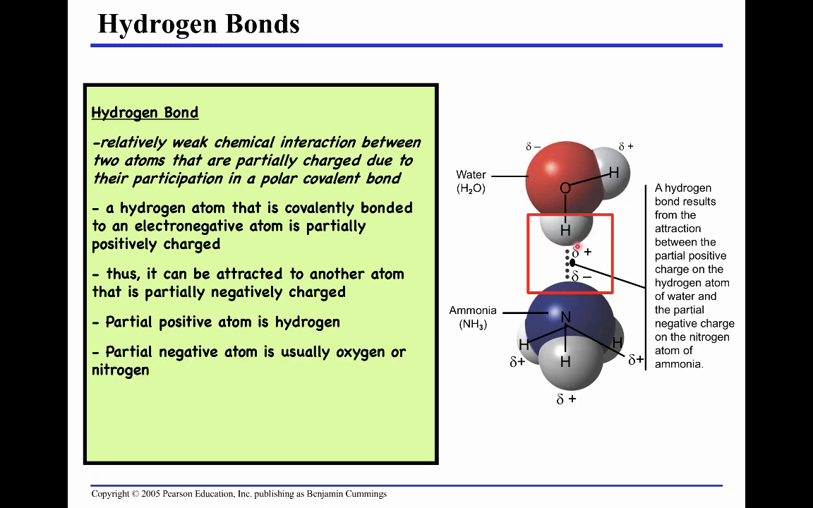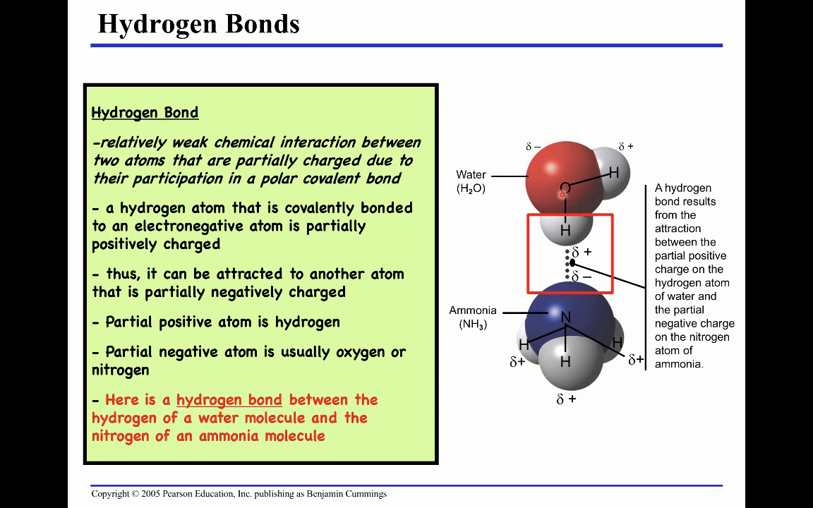The partial positive is almost always hydrogen in biological systems. The partial negative is typically oxygen or nitrogen. And so we typically have hydrogen bonds forming between a hydrogen of one molecule and either a nitrogen or an oxygen of another molecule. But remember, hydrogen bonds are always between two molecules. It's not within. This bond here is a covalent bond. And so here is the hydrogen bond between the hydrogen of water and the nitrogen of ammonia.